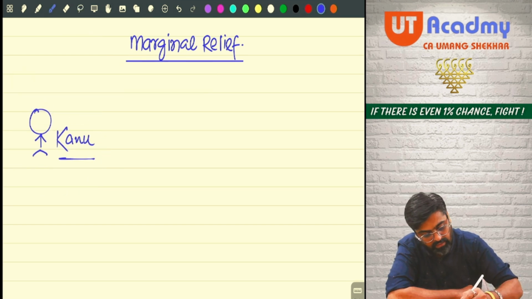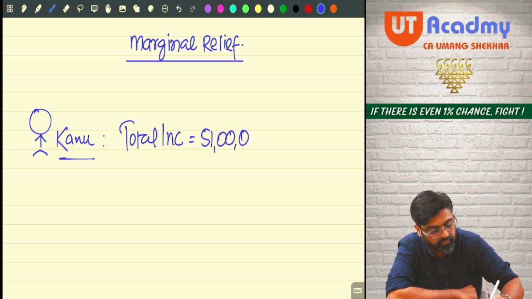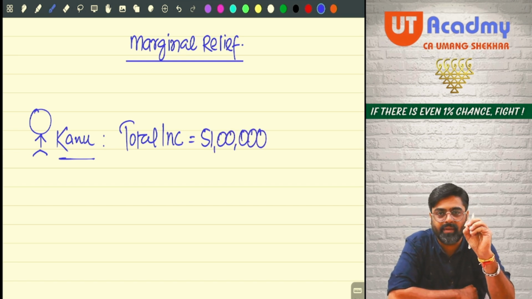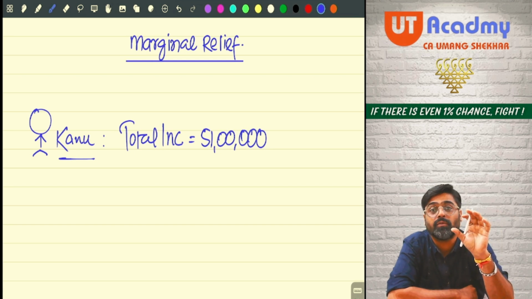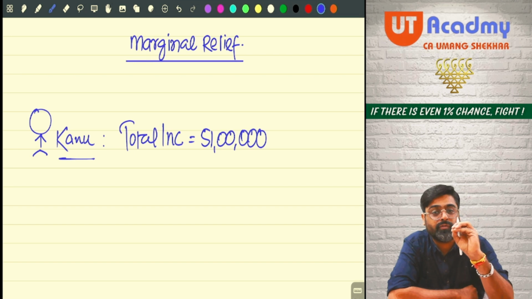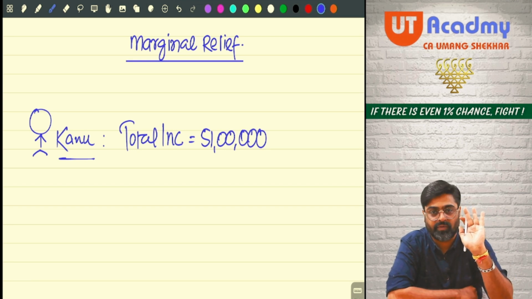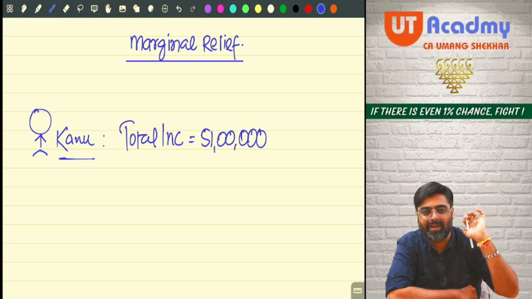Kanu is saying that, sir, this year my total income was 51 lakh rupees. See, it can be 50 lakh 50,000 also. It can be 50 lakh 20,000 also. It can be 50 lakh 75,000 also. I have taken 1 lakh rupees over and above 50 lakhs so that our calculations do not get complicated.